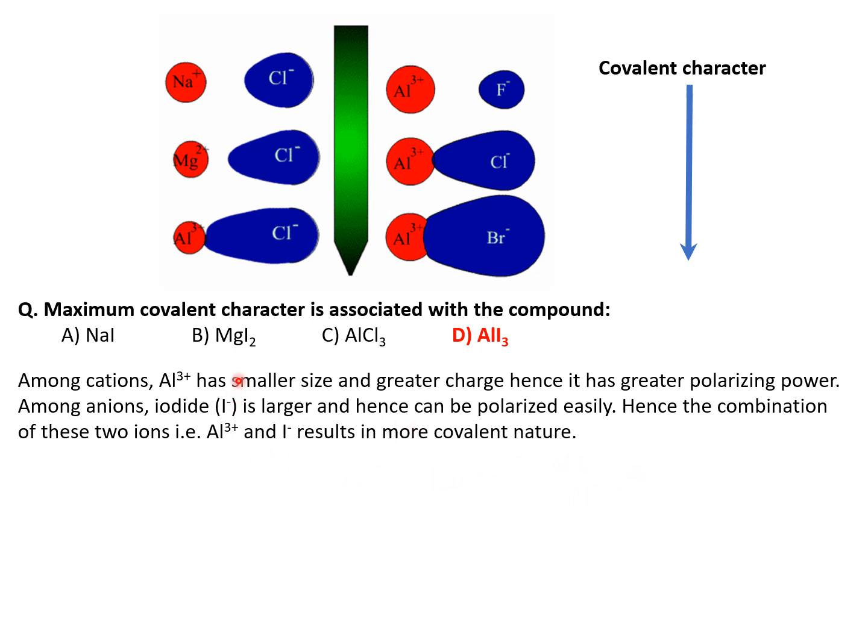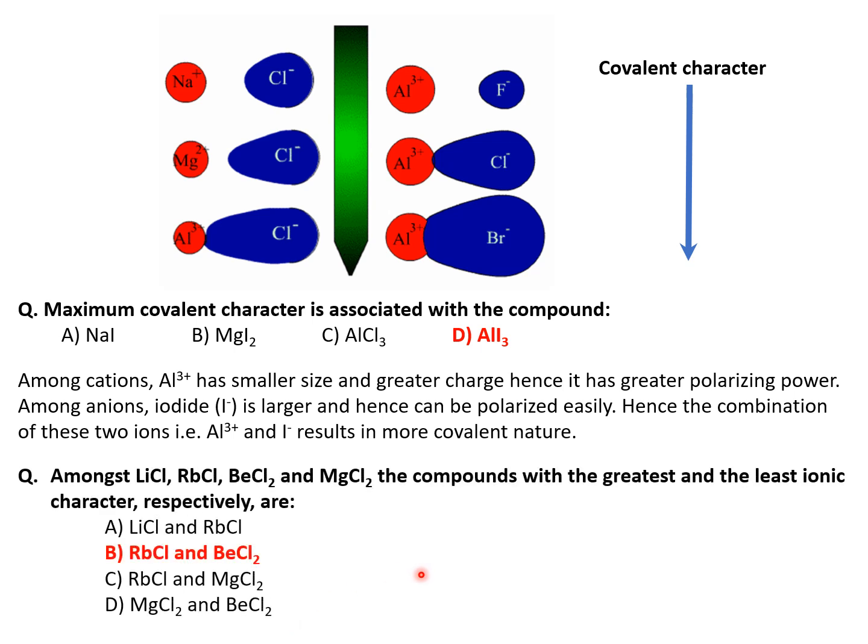So I'll repeat: the smaller the size of the cation, the larger the anion should be. Then only is the power of polarization, or the polarizing power, high. One more example: among LiCl, RbCl, BeCl2 and MgCl2, the compounds with the greatest and the least ionic character, which is least, rubidium chloride and beryllium chloride.